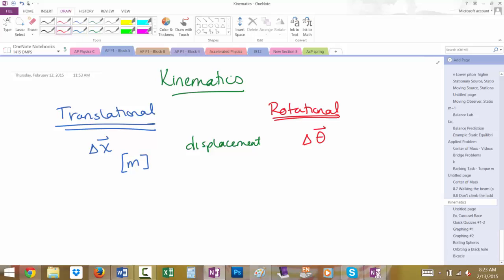And the units that we're going to measure our angle theta in, you can use degrees, but most of us won't. If you want to be like the cool kids, then what we're going to do is use radians.